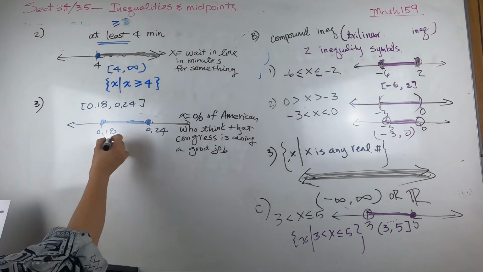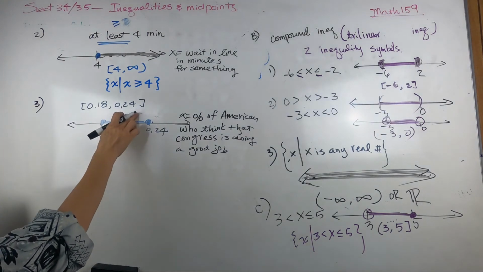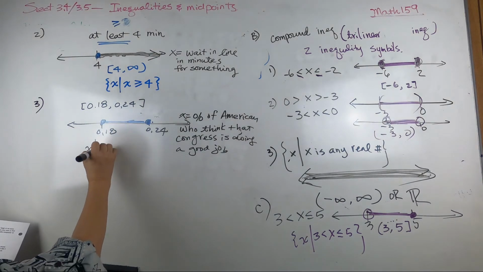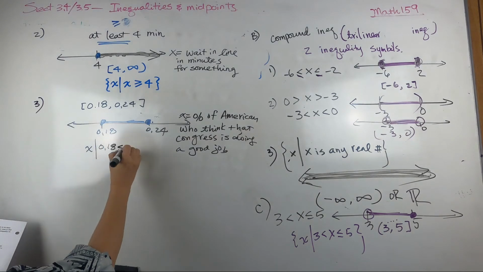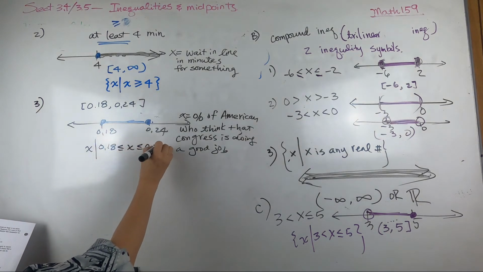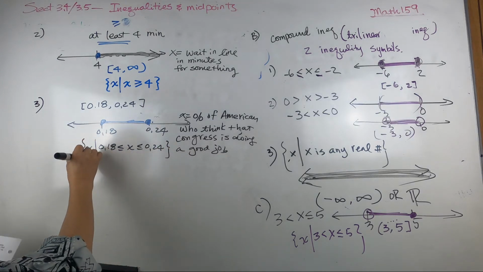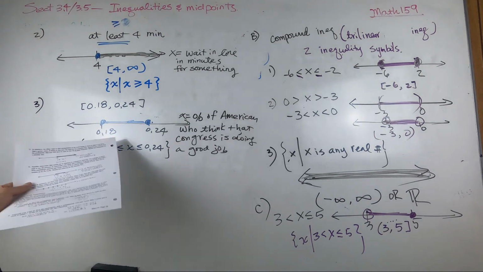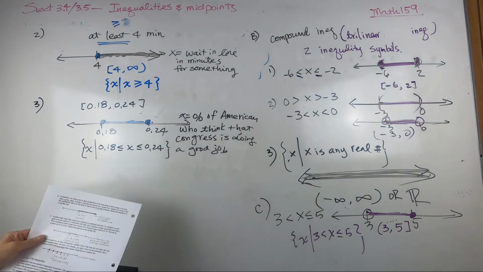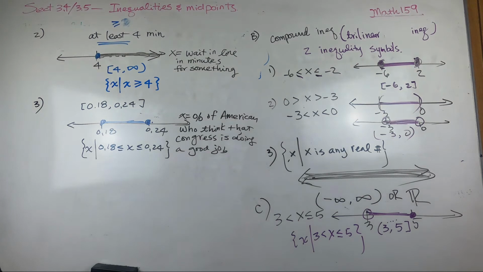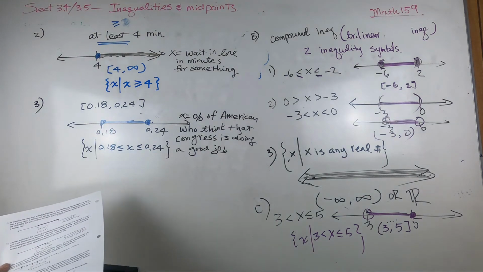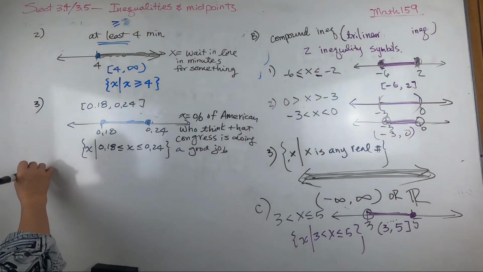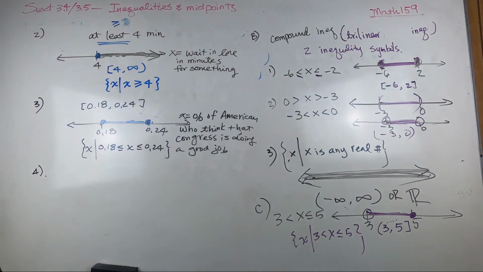If we show it, that's your interval notation. And formally, that's your x. Then x is what? Between 0.18 and 0.24. Okay, so we are learning the symbols, interval notations, and number line to visualize the things we are working on. That will be your x. All right.